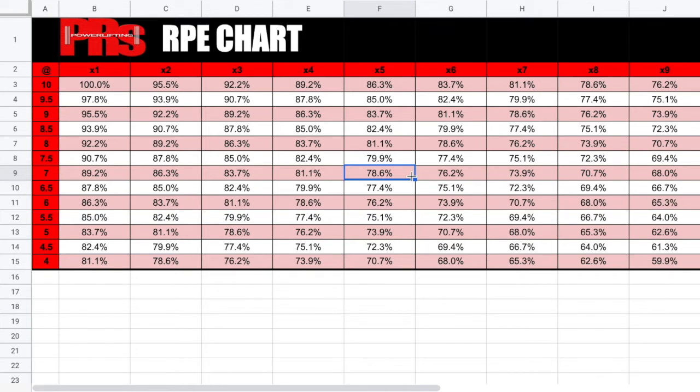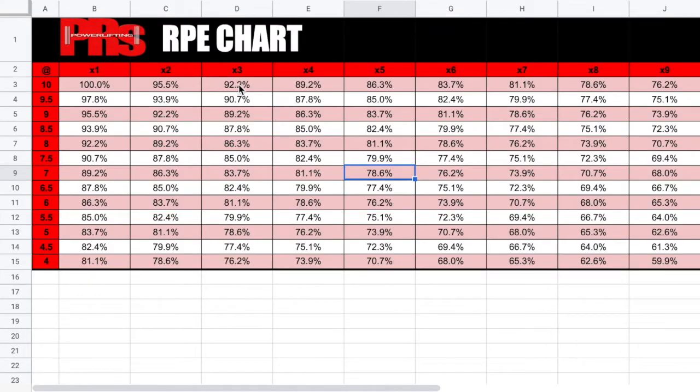I could say I want to program a set of 5 at 78.6%, and that means it's going to be at a 7 RPE. But when I am conceptualizing everything I do, whether I'm programming RPE or percentage-based, I conceptualize in the sense of what relative intensity I'm shooting for on this specific workout. So if I want the relative intensity to be somewhere around a 7 RPE, and I'm going to program percentage, I'm going to start at 5 at a 7 and be at 78.6%.